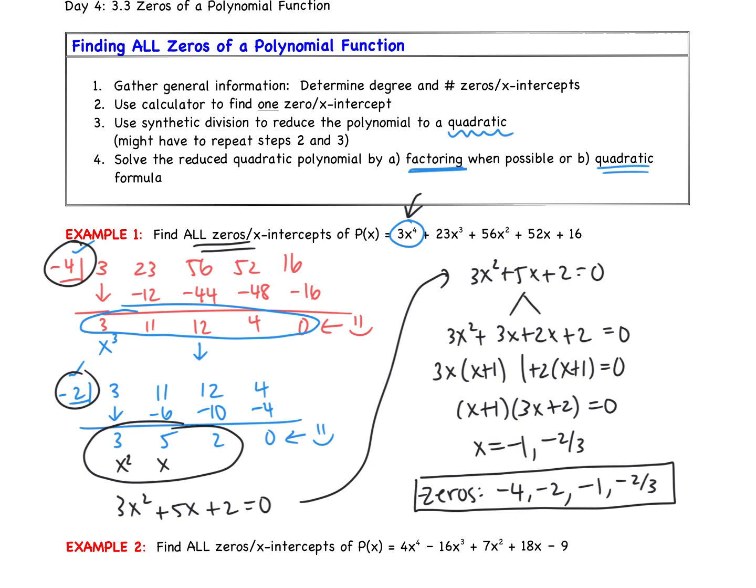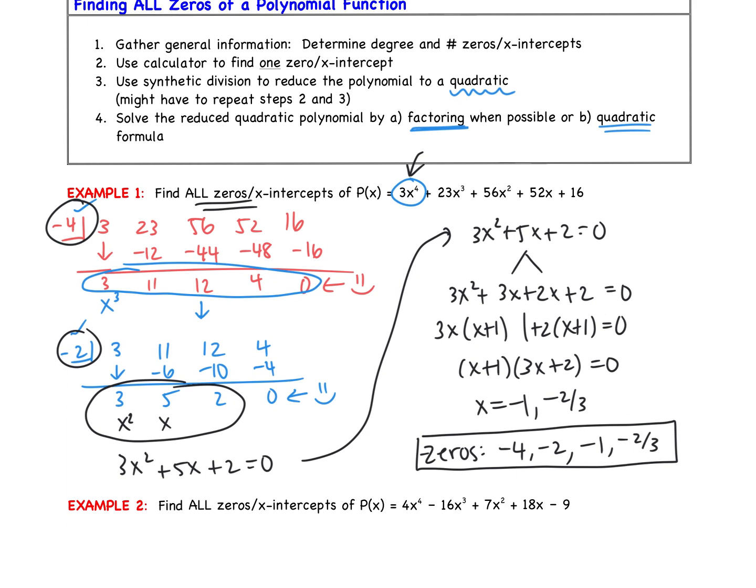I don't know if Mrs. Frericks emphasizes this or not, so I'm just going to say it anyway. What I require of my students is, if they have to list something as an x-intercept, it has to be written as a point. So an x-intercept would be (-4, 0), (-2, 0), etc. But these are the numbers that we're most concerned with.